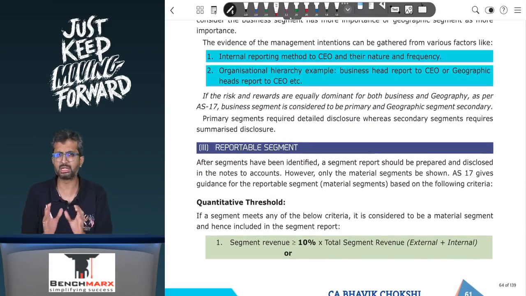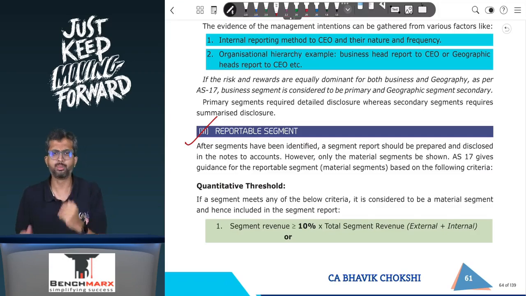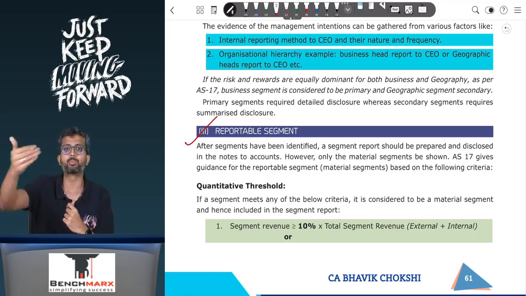In my opinion, this is a little subjective and relatively less important from an exam perspective. The most important part, in my opinion, is the identification of reportable segments. Now, what is a reportable segment? These are segments which will make it up to the segment report.